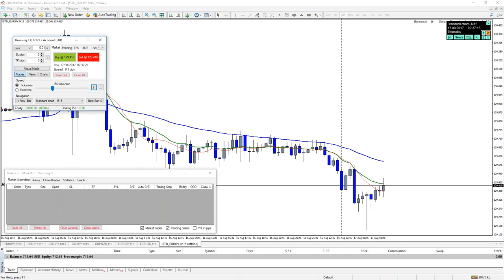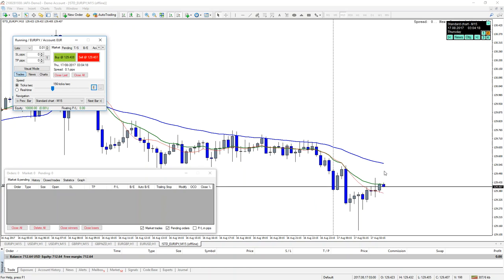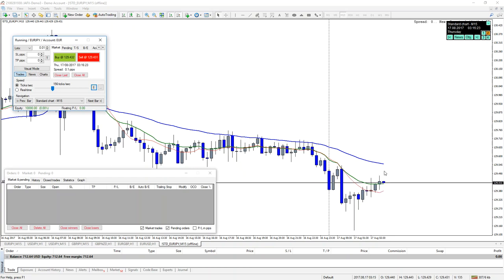So, okay, we're starting to get a breakthrough of the 14, and this is what we want. We want to see price break through and completely close above the 14. Then we'll wait for it to break back through. Obviously, price needs to go in the 14 and then come back out the 14, and that's where we'll take our first entry.